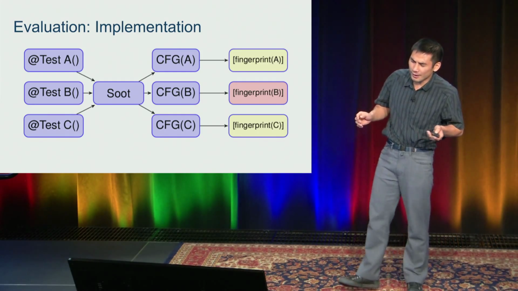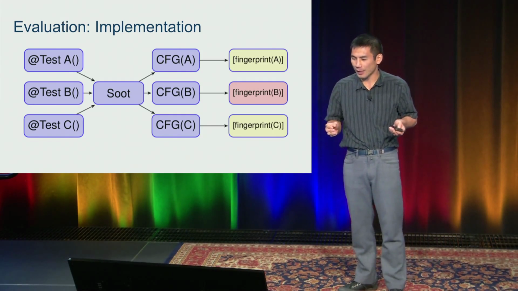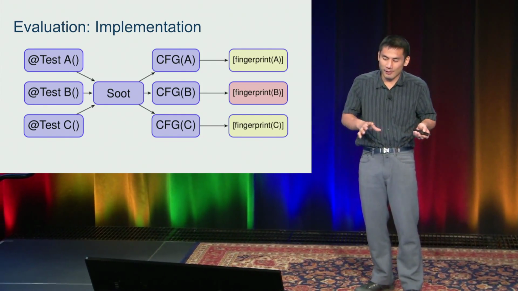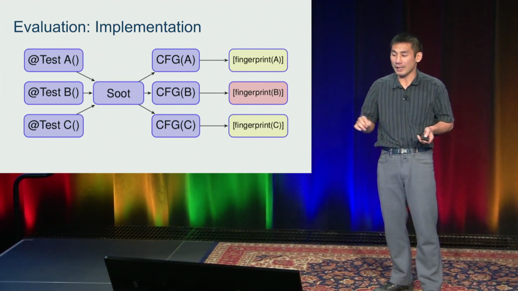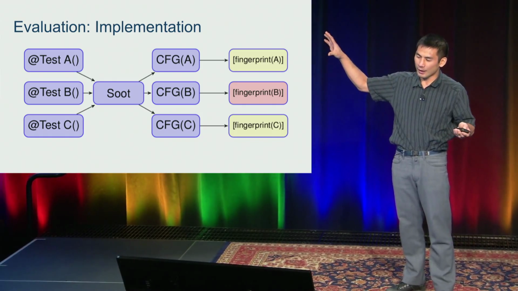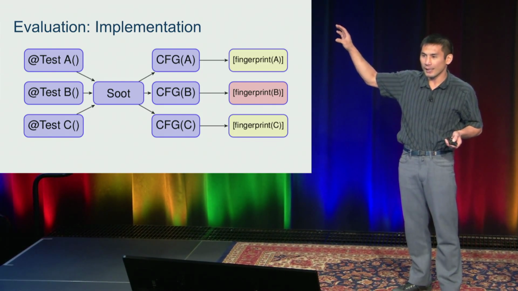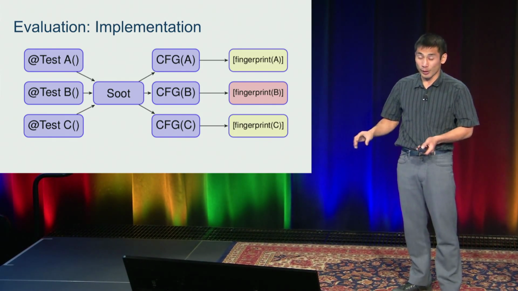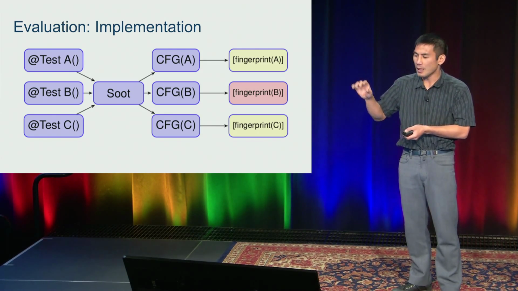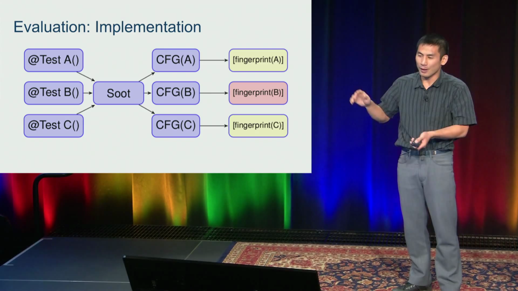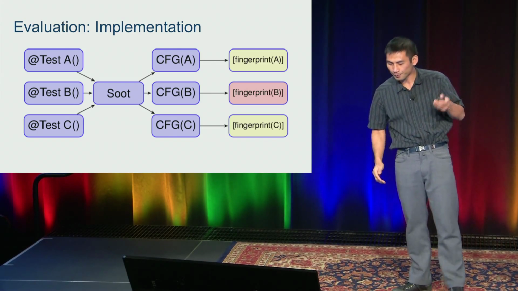And so we implemented this using the Soot program analysis framework. Here's how it works. You have some tests, test A, B, and C, and then you get the control flow graphs, and then you get fingerprints. And here you can see that the fingerprint for A is the same as the fingerprint for C. So we're going to say these two are similar test methods. You should consider refactoring them. B is all by itself in this example, and so there's nothing that you have to do with it.